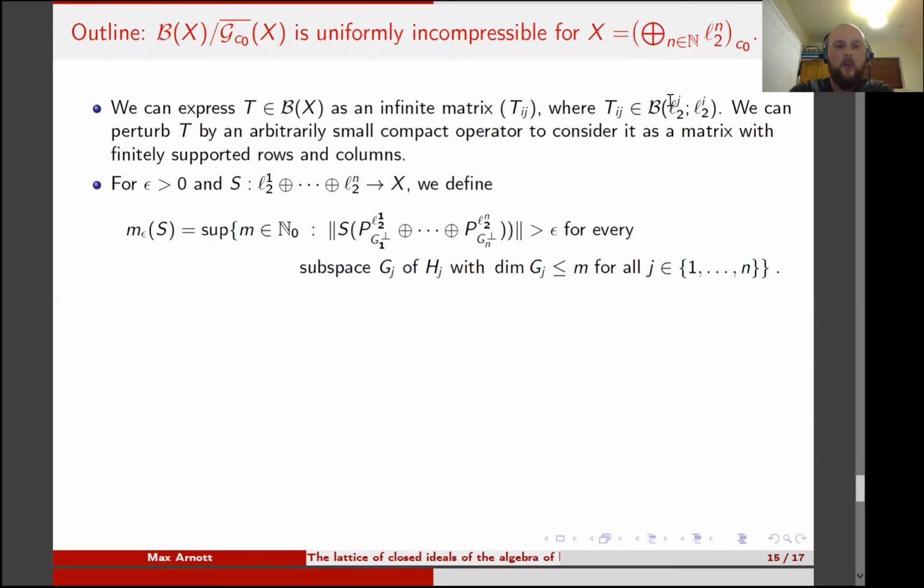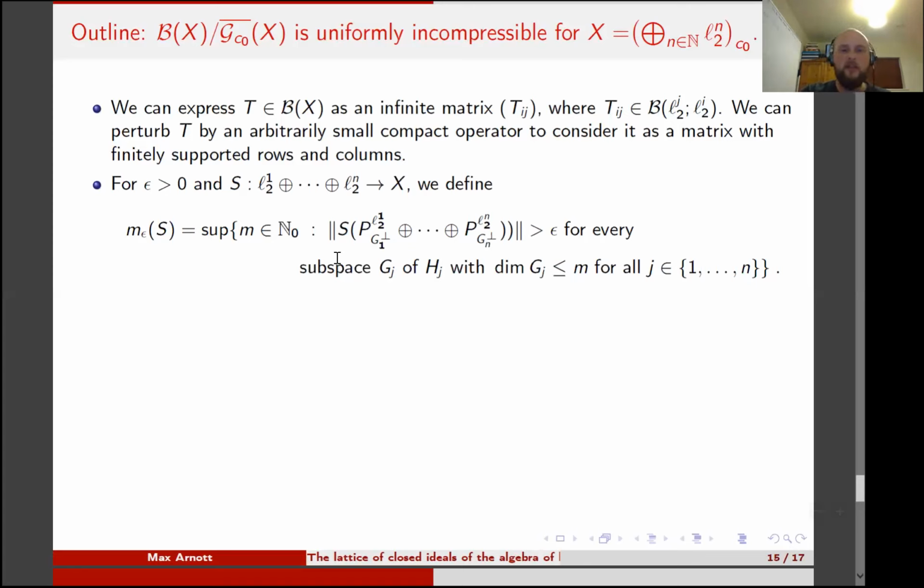So we define this M epsilon quantity. If S is from a finite direct sum of Hilbert spaces to X, a finite sum of L2 spaces, we set M epsilon of S to be the supremum number M for which S composed with the direct sum of the projections of L2^1 onto the orthogonal complement of G1, plus ..., plus P, the projection from L2^n to the orthogonal complement of Gn, has norm greater than epsilon for any subspaces Gj of Hj, here L2^j, of dimension at most M.